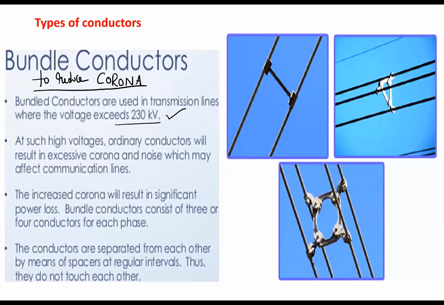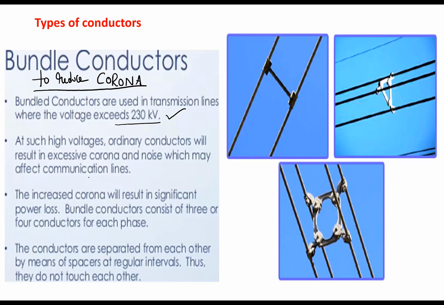At such high voltages, ordinary conductors will result in excessive corona and noise, which may cause communication interference. Because if corona occurs, there will be huge hissing noise around the conductor. This noise will cause disturbance in the communication signals that are going. So this will lead to communication interference. Increased corona will result in power loss also. All these disadvantages we'll discuss in corona.